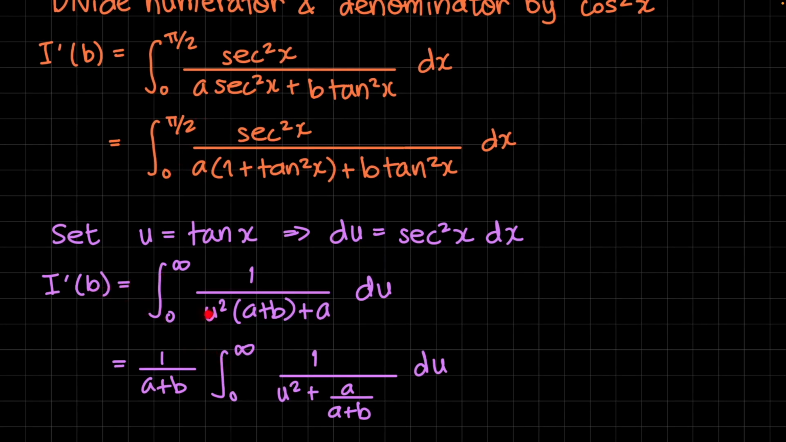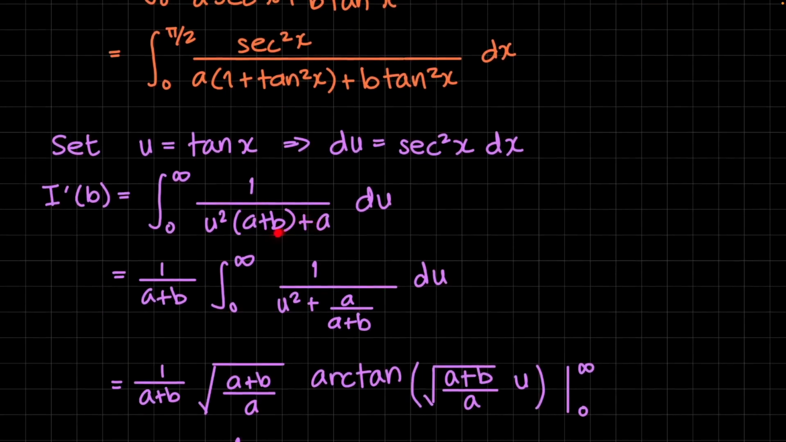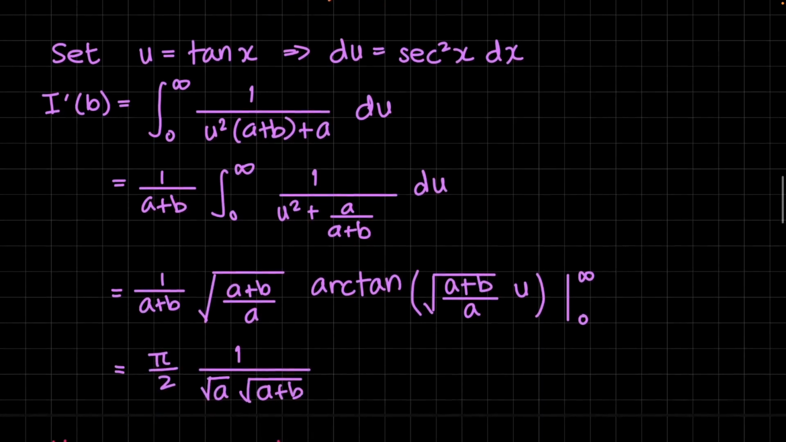So I prime of b is the integral from 0 to infinity of 1 over (u squared times (a plus b) plus a) du. And we can actually pull out the a plus b coefficient from the denominator's u squared term. So we have 1 over a plus b times the integral from 0 to infinity of 1 over (u squared plus a over a plus b) du, because we pulled out that factor. And now this has a standard form.